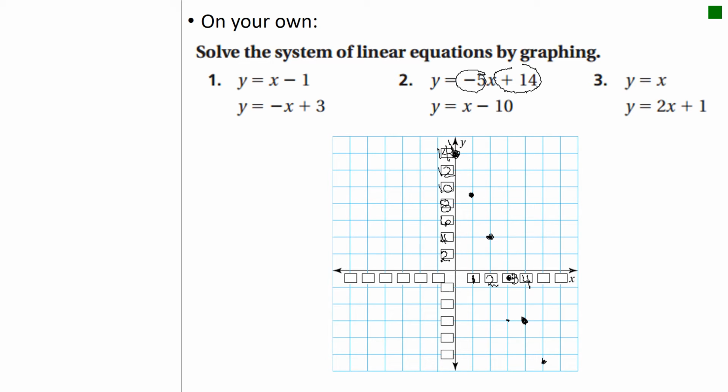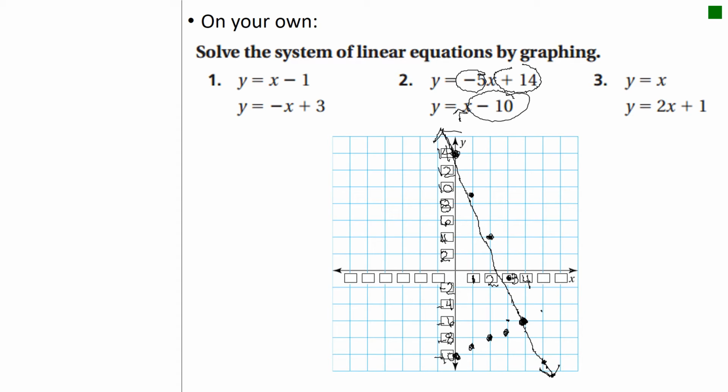All right, here's our first line for number 2. Now let's go ahead and graph our second line. So negative 10 is our intercept. Negative 2, negative 4, negative 6, negative 8, negative 10. Put a point there. Our slope is 1, rise 1, run 1. Rise 1, run 1. All right, I found the intersection.